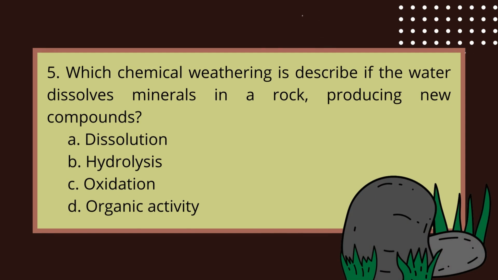Number 5. Which chemical weathering is described if the water dissolves minerals in rock, producing new compounds? A. Dissolution. B. Hydrolysis. C. Oxidation. D. Organic activity.